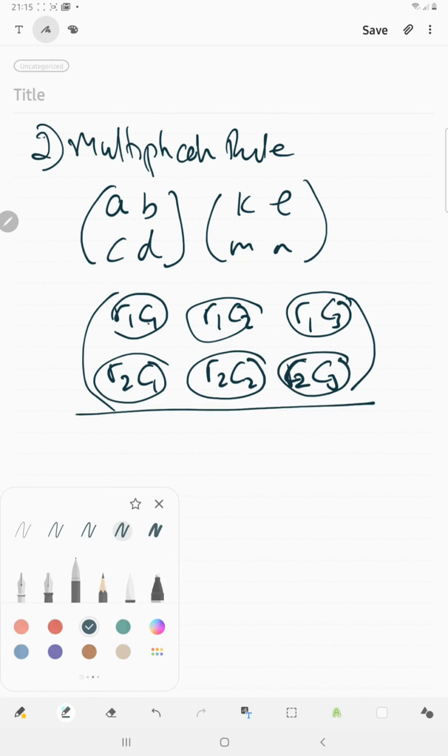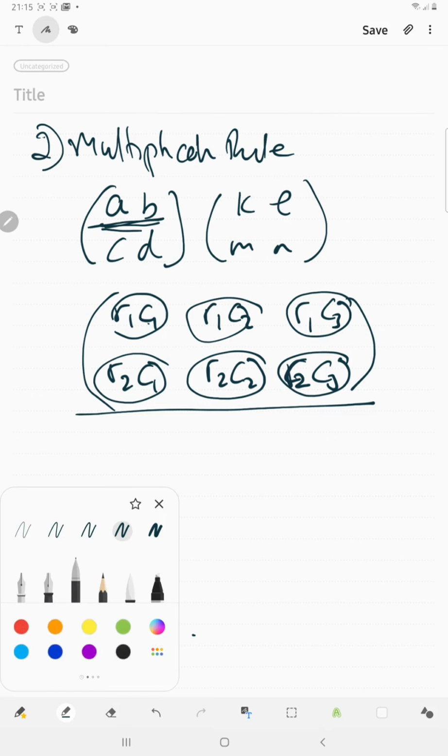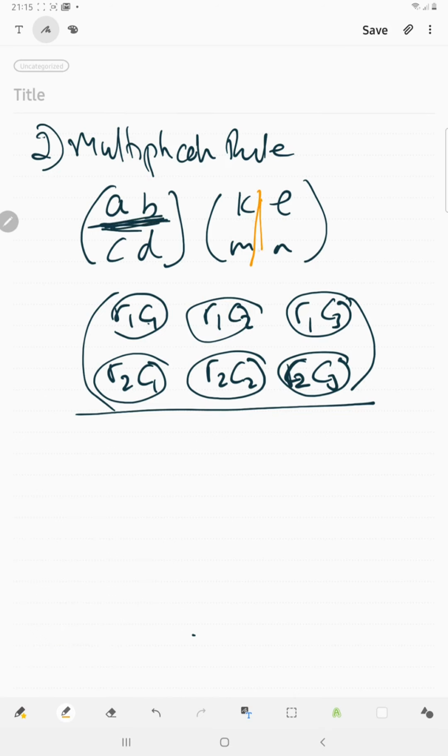When you are multiplying a matrix, normally what you do is you take this particular row and multiply by a column in the other matrix. So you take this row and multiply by this particular column. In this case, I can say A multiplied by K plus B multiplied by M, and then I will take row 1 still and column 2.